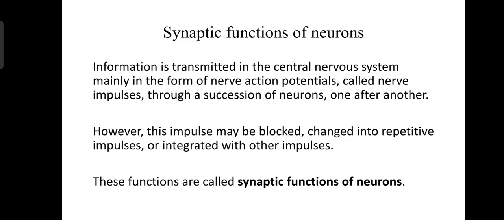The communication through the synapses is not always as simple as one-to-one communication. It can get very complicated. These signaling pathways, or the action potentials between these neurons, can be blocked, can be repeated several times, or can be integrated with other types of impulses, and this is what we call the synaptic function of neurons. We're going to learn more about it later.